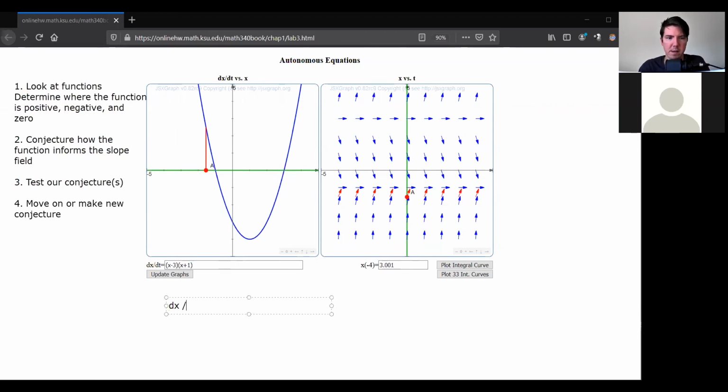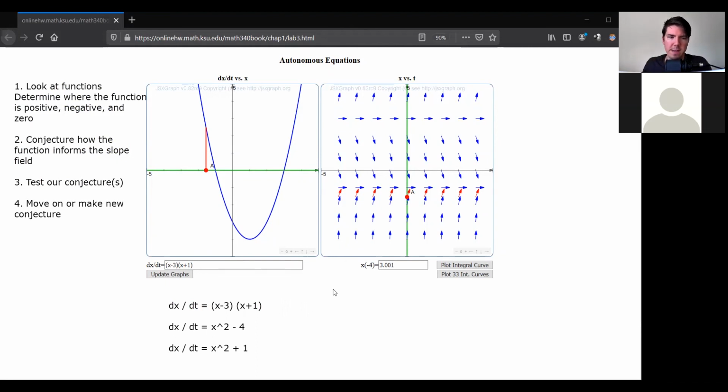dx/dt is equal to, one of them is what I've already put here, (x minus 3) times (x plus 1). We're then going to want to look at dx/dt is equal to x squared minus 4. And then we're going to want to look at dx/dt is equal to x squared plus 1. So we want to look at these functions. It's from these functions that we'll make our conjecture.